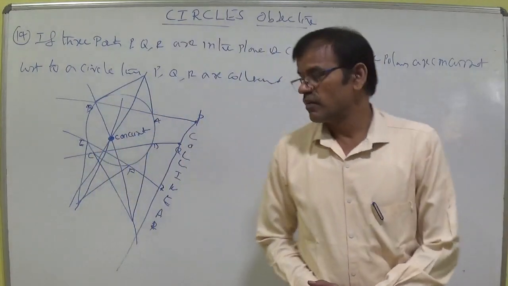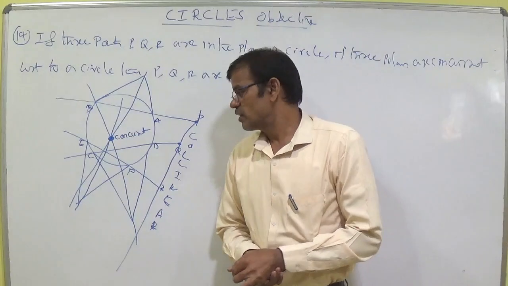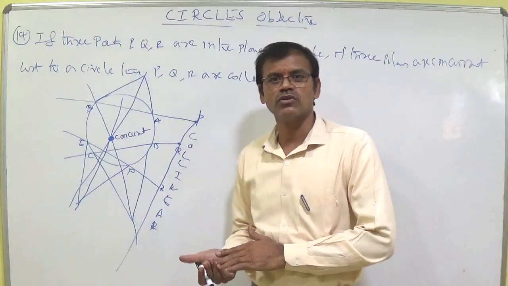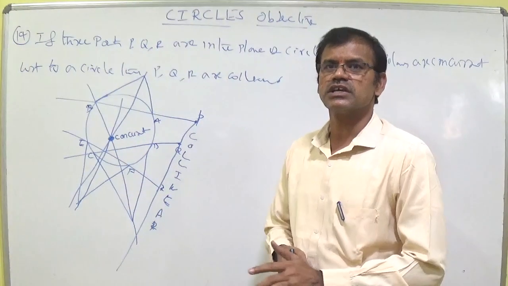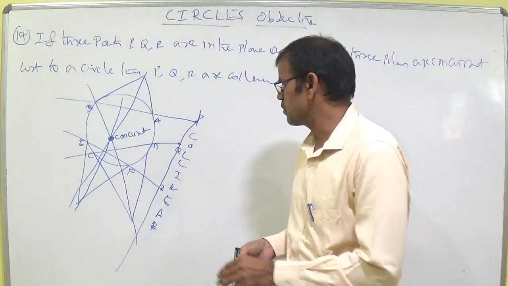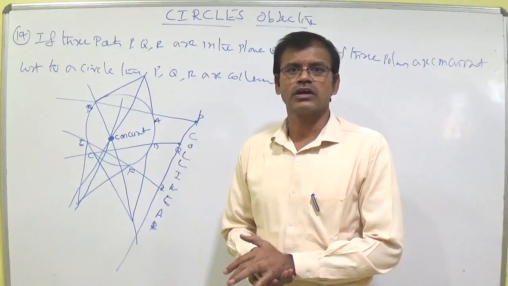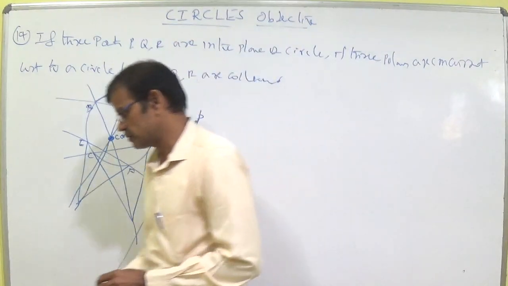Students, if we draw plenty of lines, then we will be in a confusing mood. That is why we have drawn only three lines. So if the three polars are concurrent, then P, Q, R are collinear.